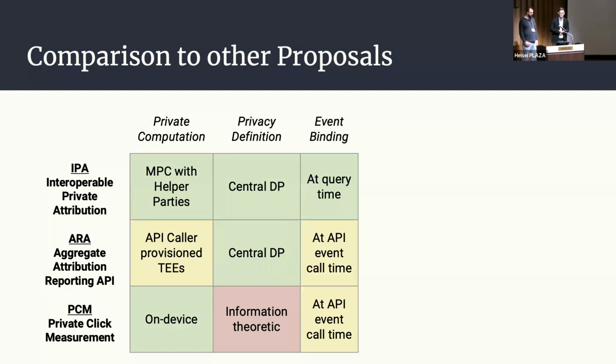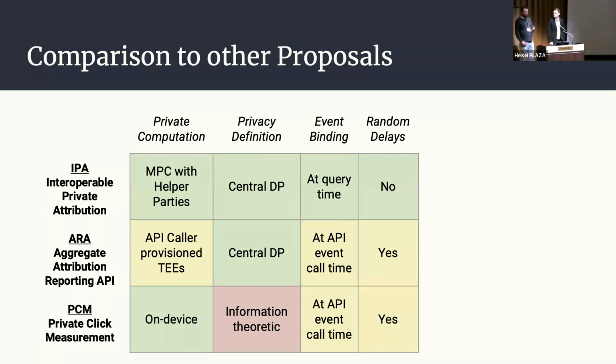IPA allows the report collector to specify many values, like the breakdown keys, at query time, but ARA and PCM handle this problem differently. Instead, sites call the APIs to register an impression or a conversion when they happen, and then they are attributed on the device. Information like the breakdown keys and the purchase values have to be provided to the API when it is called. As a result, IPA provides much more flexibility in the measurement capabilities.